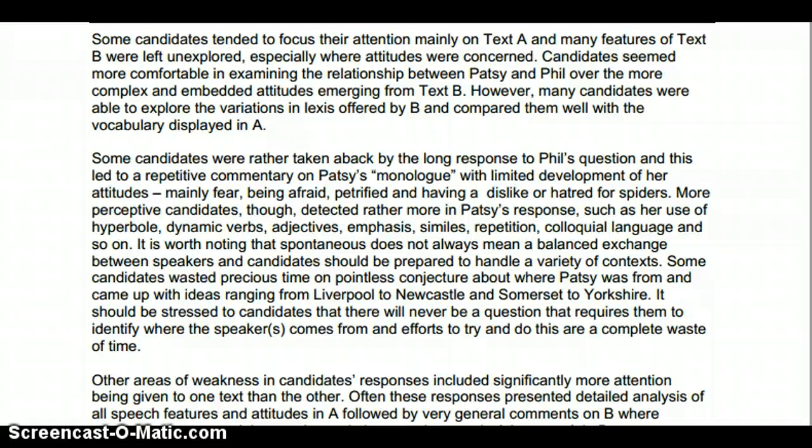Candidates seemed more comfortable in examining the relationship between Patsy and Phil over the more complex and embedded attitudes emerging from text B. However, many candidates were able to explore the variations in lexis offered by B and compare them well with the vocabulary displayed in A. So you need to think about vocabulary all the way through, and ensure that attitudes are considered in each. So it's the speaker's attitudes towards the topic, their opinion on it, their thoughts and feelings on it, their viewpoints and attitudes, okay? And make it even across both.